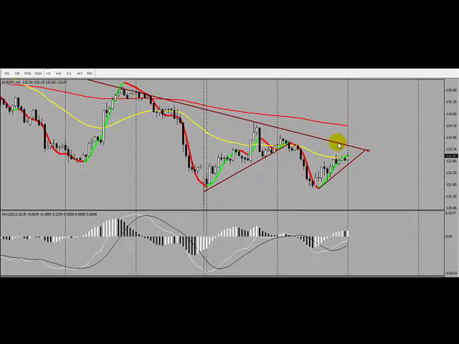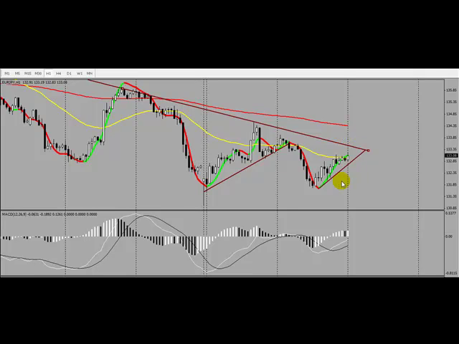So any kind of close above this 4 hour trend line to the top side on the 60-minute chart, we're going to look to go long with our stop back here below this trend line. Any kind of close below this lower trend line on a 60-minute chart, we're going to look to go short and have our stop above this trend line.